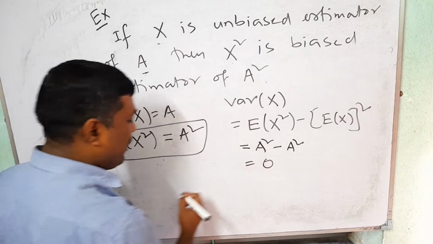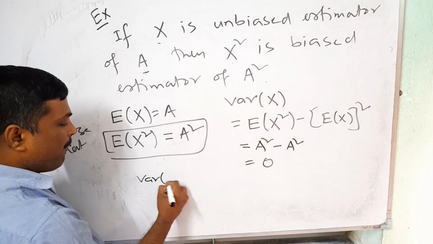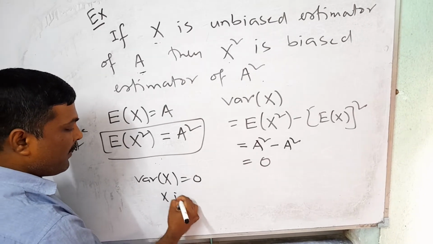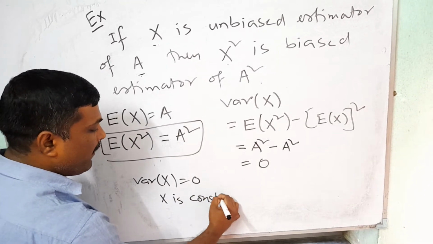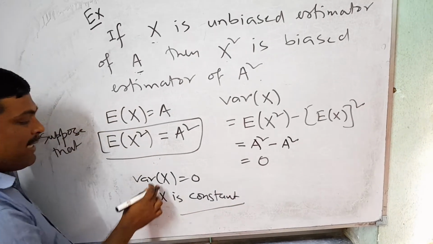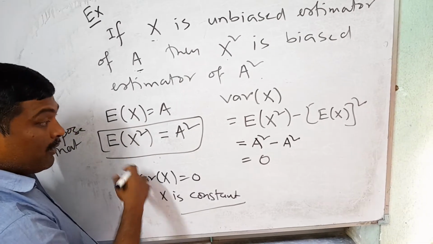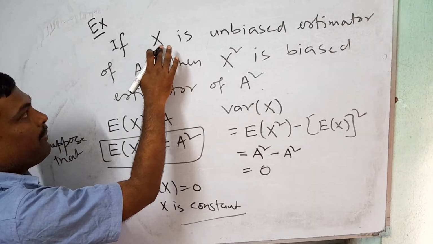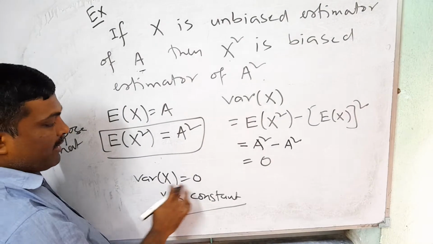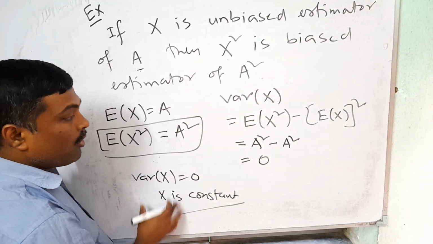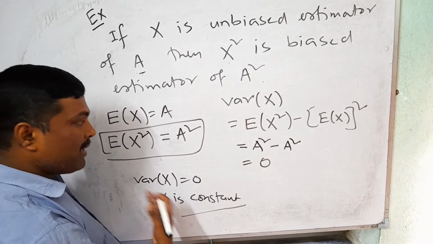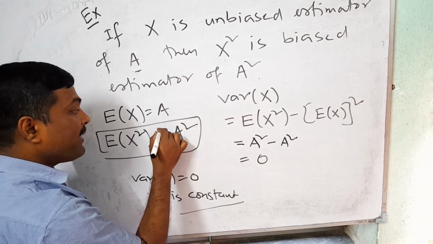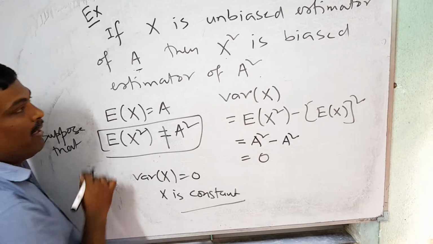So var of x equals 0. This is possible only when x is constant, that is, x is not a variable. But x is an unbiased estimator, so it is not constant, it is variable. So var of x equals 0 implies x is constant, which is not possible. So our assumption is wrong, that is, E of x square cannot be A square. So E of x square not equals A square.